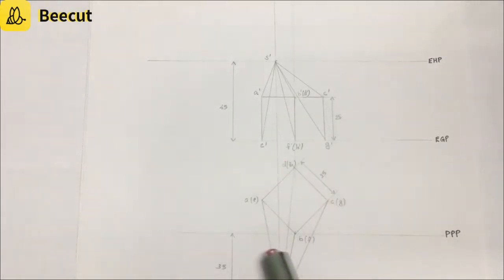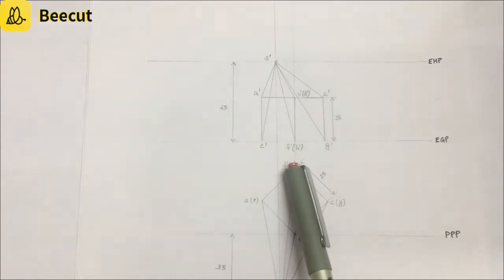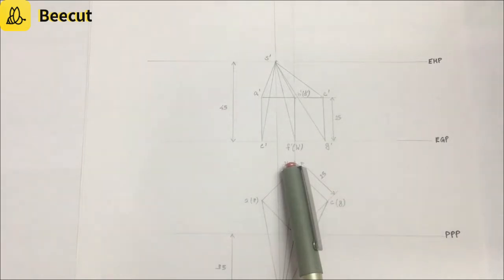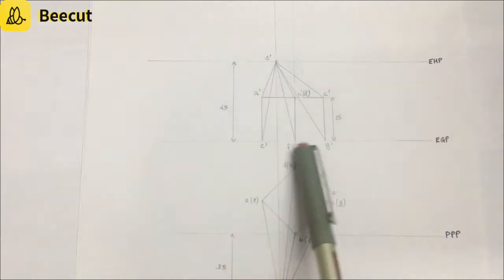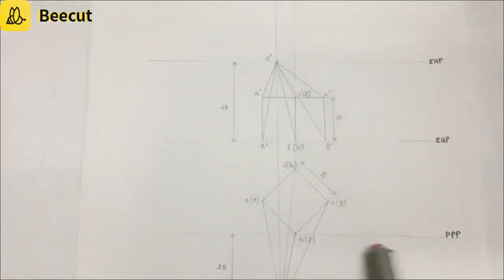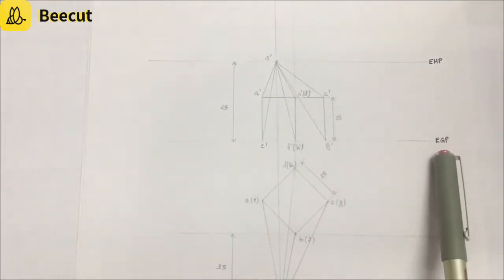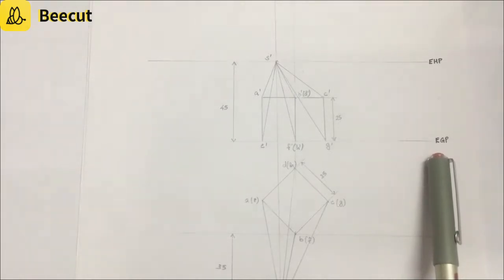After drawing the square, which is the top view of the cube, from this point you have to take 15 mm, a distance that is taken arbitrarily, which is step number 3. After taking this distance, you have to draw a horizontal line. This line should be parallel to the PPP line, and that line is to be named EGP, which refers to the elevation of the ground plane.